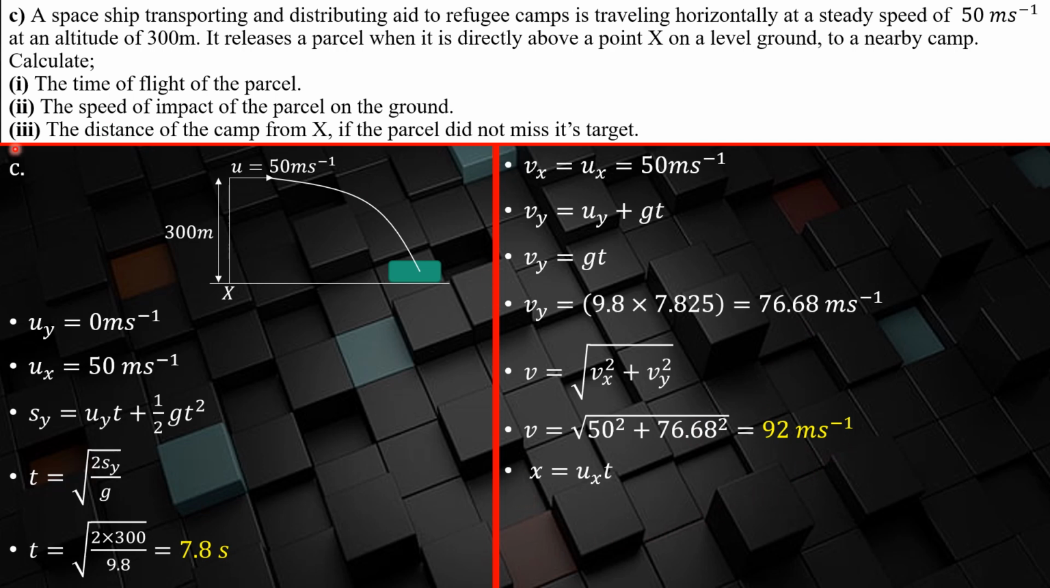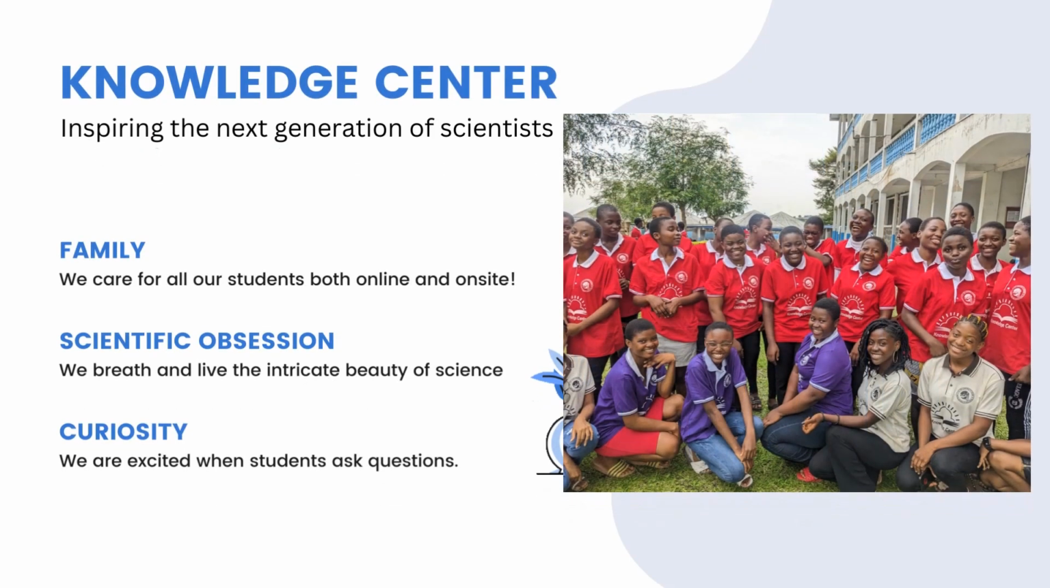And so the third, Roman 3 part. Okay, so again, we want to calculate the distance of the camp from X if the parcel did not miss its target. Okay, so my X there is Ux times t, right? All right, so you notice that of course my ux there is 50 meters per second, my time there is 7.8, and so my x horizontal distance covered by the parcel would be 390 meters. And that's it, guys. So let's move over to the last episode of this mock.